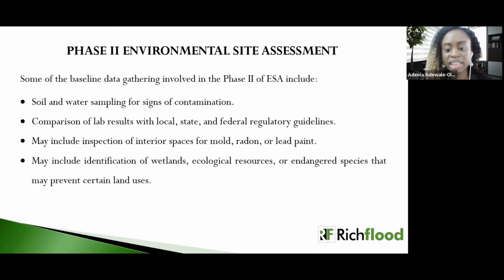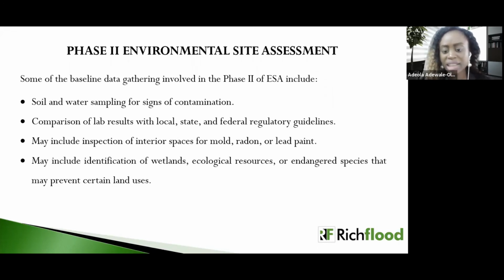And not just conducting the analysis of this water and the soil, but also comparing the results obtained after the analysis with the local guidelines, if there are any, the state guidelines, the federal regulatory guidelines, and even the international guidelines. Now, there are standards and limits that have already been provided by all these regulatory bodies. So the results obtained from the data collection of that site need to be compared. And they may also include some interior inspection or identification of wetland, identification of endangered species that may prevent certain land users from accessing the environment.